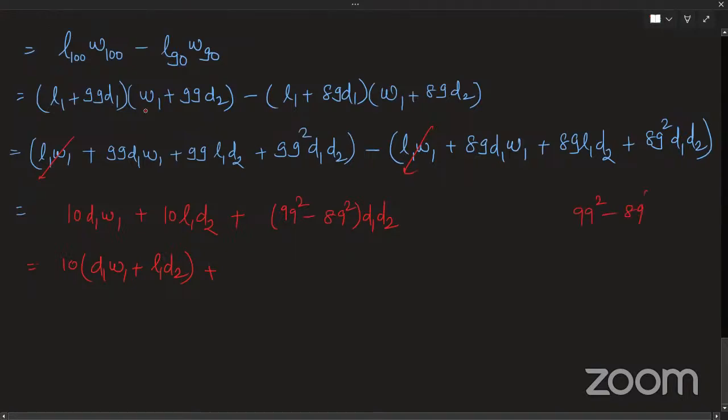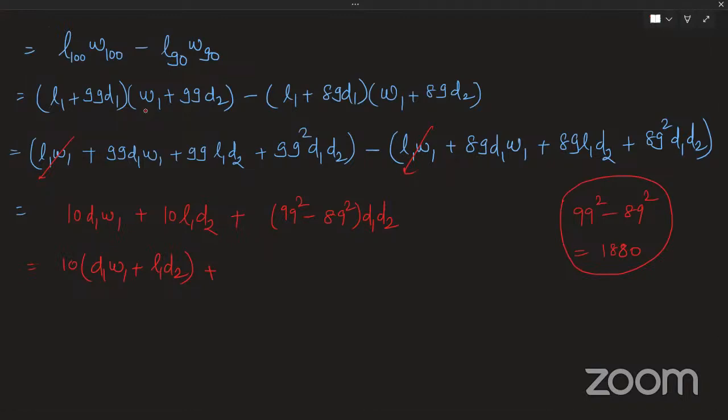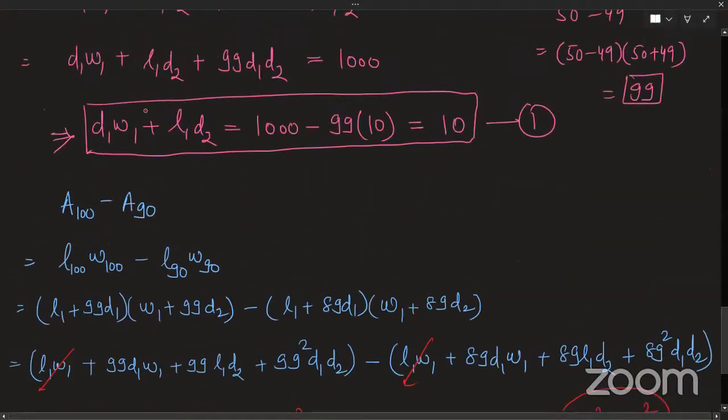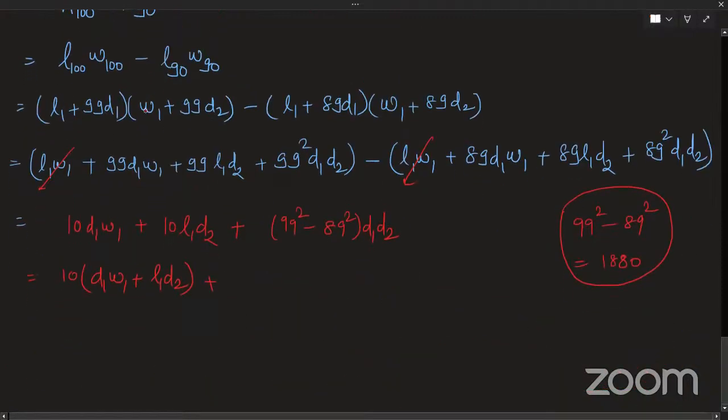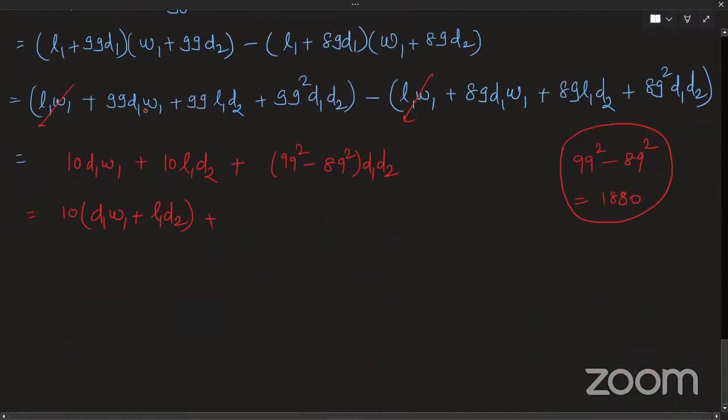1880, sir. Yes, correct. So can you tell me the value of this whole expression now? You have everything, right? See, we have calculated D1 W1 plus L1 D2 also. So I know the value of D1 W1 plus L1 D2. Similarly, I have the value of D1 multiplied by D2 also. So it is 1880 multiplied by D1 D2.